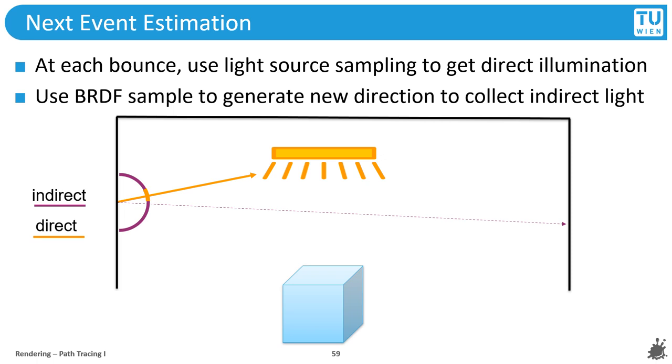If we do this recursively, we basically get next event estimation. The projection of the light source on the hemisphere is accounted for at each bounce, and indirect illumination will be accounted for by light source sampling from the following bounces.